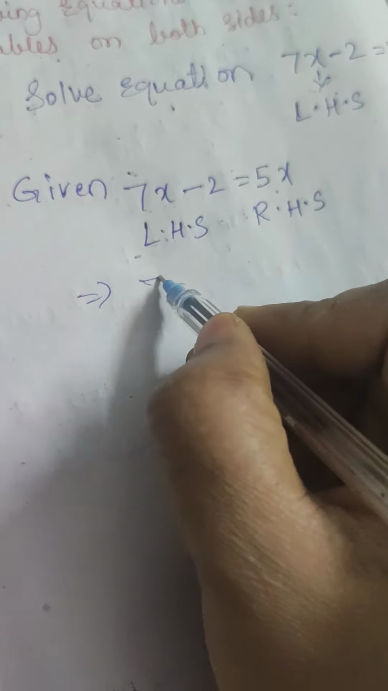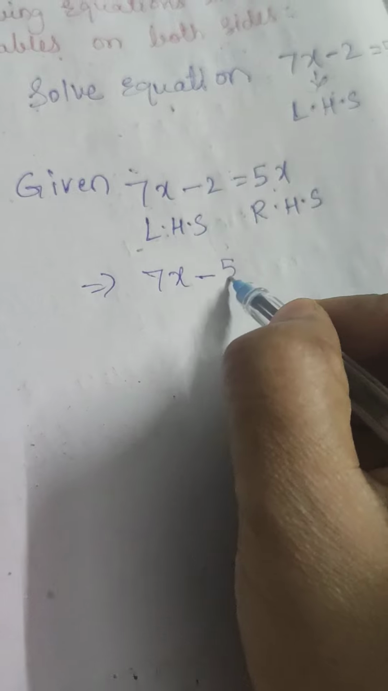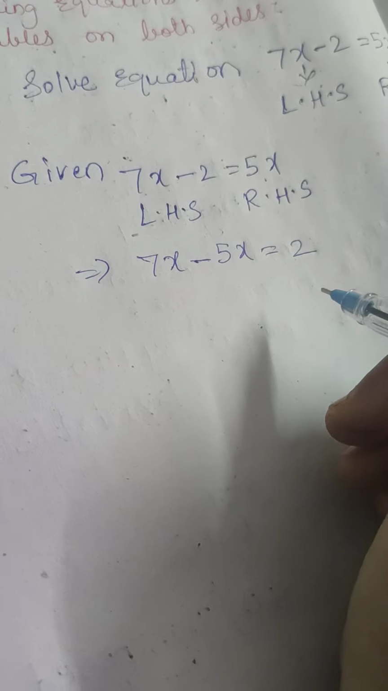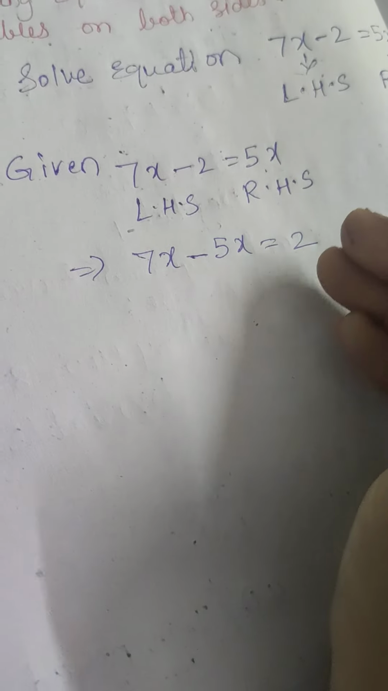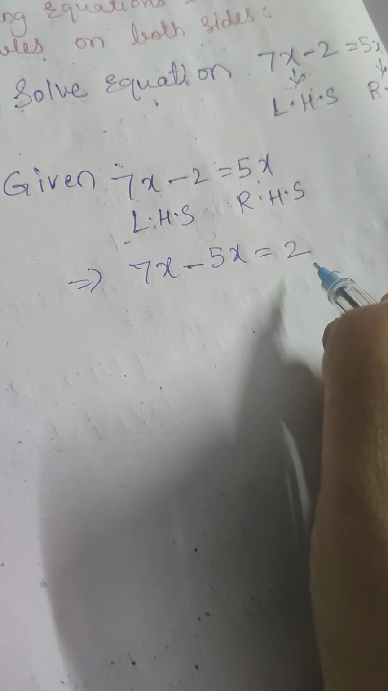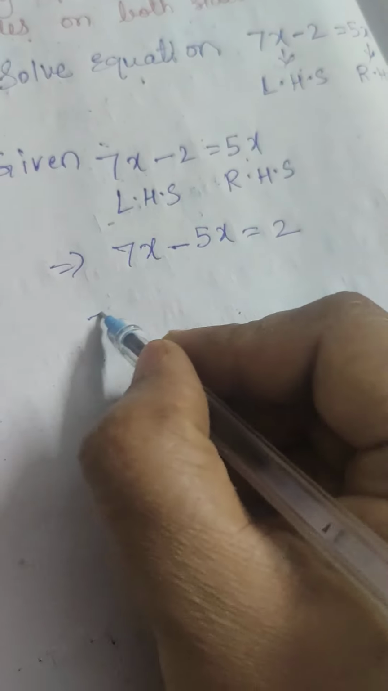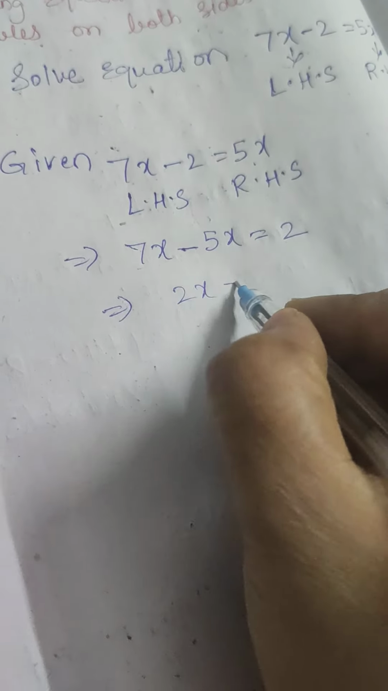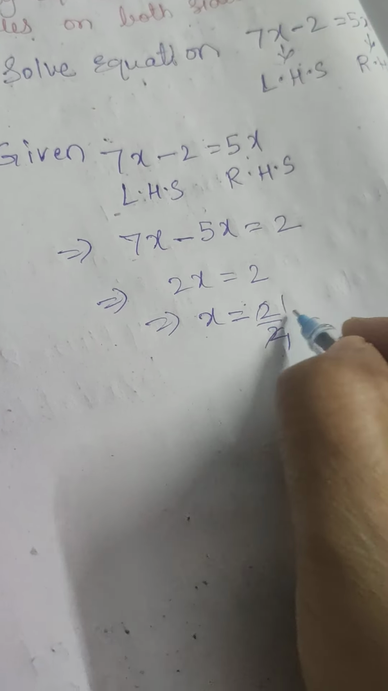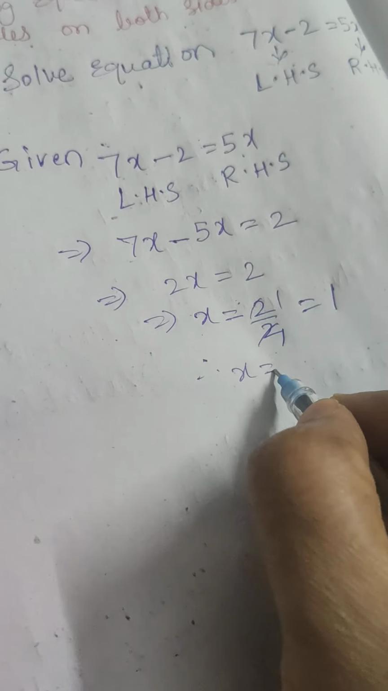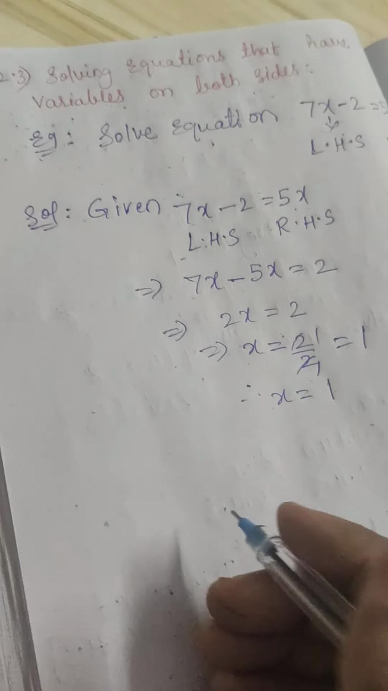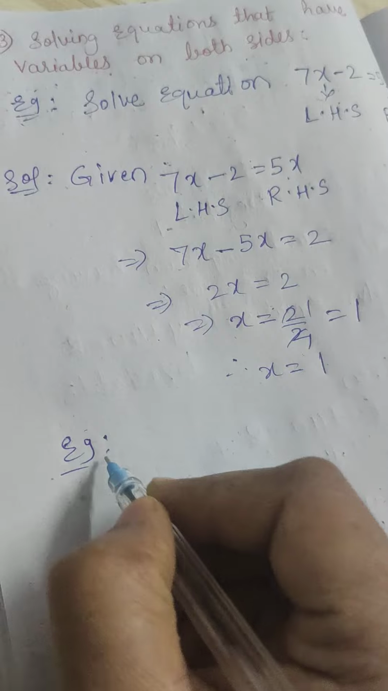This becomes 7x minus 5x, and minus 2, if we transpose to this side, it becomes plus 2. If we change from left hand to right hand or right hand to left hand, then the symbols will change. Negative becomes positive and positive becomes negative. Now 7x minus 5x becomes 2x is equal to 2. This implies x is equal to 2 by 2, which is 1. x is equal to 1. This is one example.